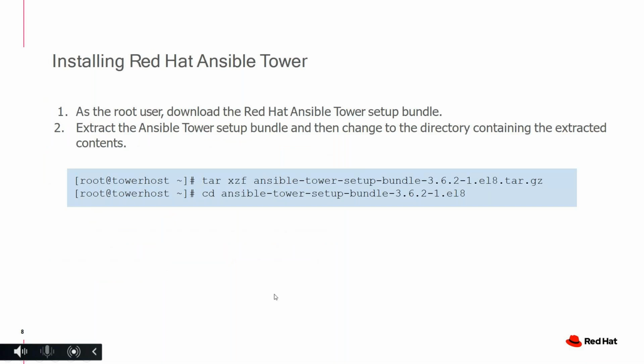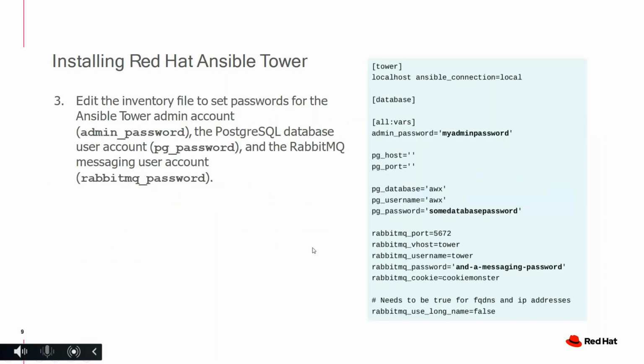Once you have done these steps, as the root user, download the Red Hat Ansible Tower setup bundle. Extract the Ansible Tower setup bundle and then change to the directory containing the extracted contents. So first you have to extract, then you have to go inside that bundle and then install Red Hat Tower. You have to set a password and edit the inventory file, with whatever editor you are familiar with, vi editor, nano editor, vim editor. Edit the inventory file to set the password for the Ansible Tower admin account.